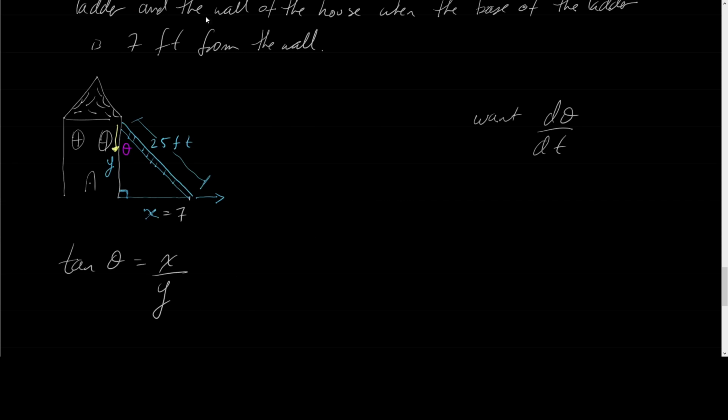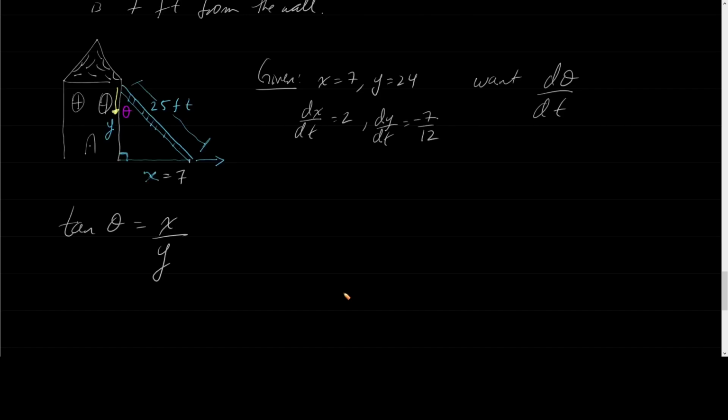But the other thing that I'm going to say here is what's given. At this point, we're given that x was 7. We said y was 24. dx dt was 2. And dy dt was negative 7/12. Okay. I just wanted to write down all the information that we found already from prior parts. We also found the rate of change of the area, but that's not relevant for this problem. All of these will be relevant.